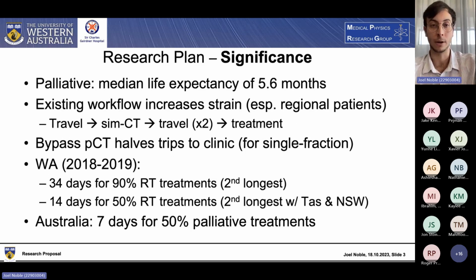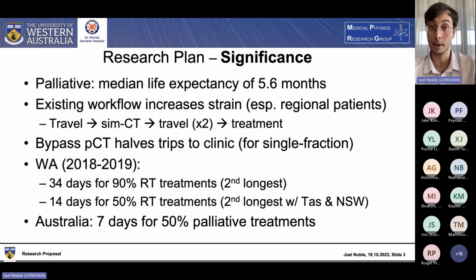So why is this significant? Well, for palliative patients, they have a median life expectancy of 5.6 months, and on top of that, they suffer debilitating symptoms such as severe pain and even compression of the spinal cord in some cases. And the existing workflow for these patients increases the strain even further, particularly for patients living in regional areas where they must travel into the clinic for this dedicated simulation CT and then go home and come back in a week or two and then finally get their treatment.